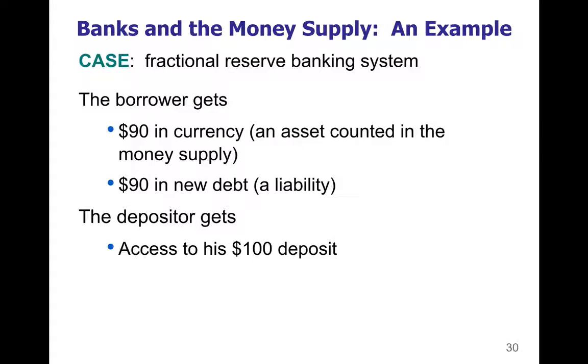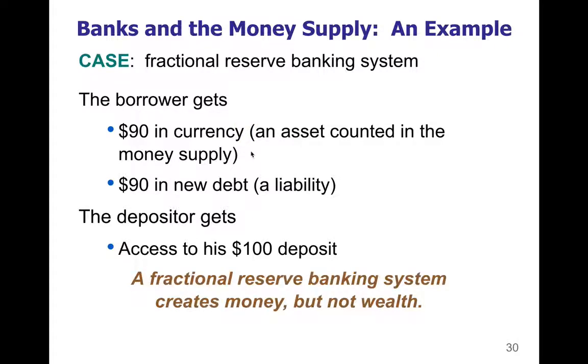The depositor still has access to their $100 cash, and they can use it or keep it in the bank as they see fit. And remember, for the bank itself, the $100 in cash as a deposit is an asset, but the loan is a liability, and the loan to the borrower is an asset because that's where they're going to make profits. It's important to remember that a fractional reserve banking system generates money but not wealth. And there's a difference. Money is just something we use to buy things with. Wealth is the value of the things we own after we've paid off our debts.